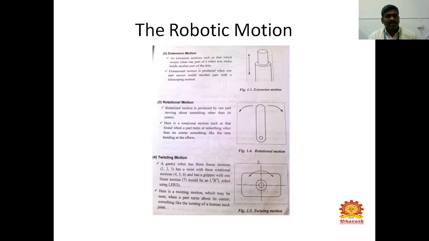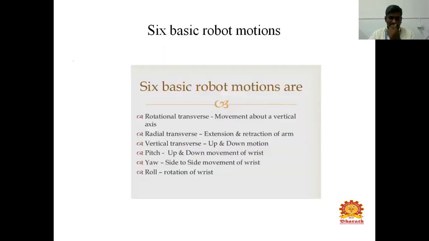Okay, so that is called the twisting motion of the robot. These are the 4 robotic motions in the robot. Next one is the 6 basic motions, along with these 4.